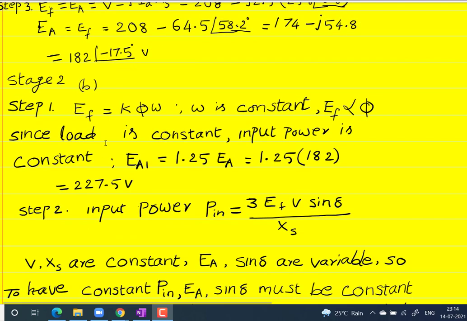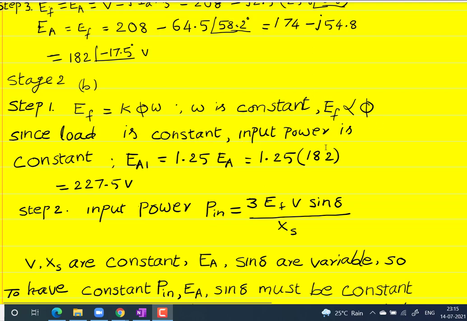Stage 2, that is the B bit, is where he is saying the flux is increased. In that case, we know the induced EMF or excitation voltage is K into phi into omega, where omega is the angular velocity and phi is the flux. Here omega is a constant, K is anyhow constant. Omega is constant because the synchronous motor speed is constant. So automatically the excitation voltage becomes directly proportional to the flux.